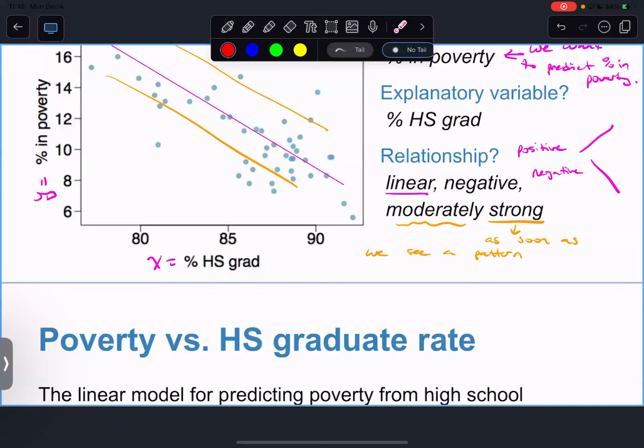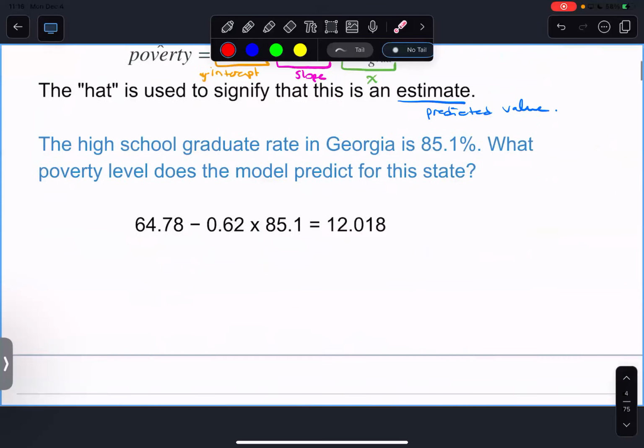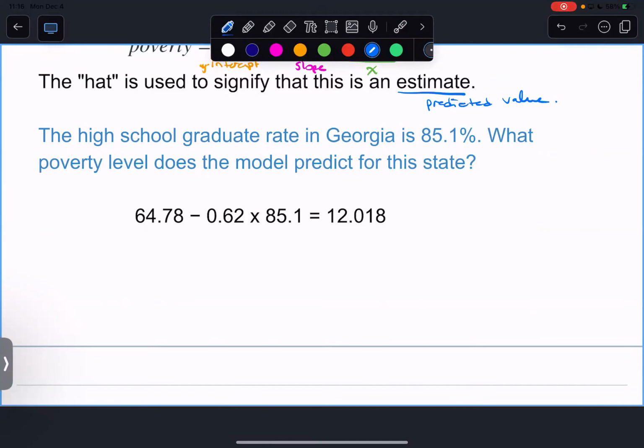Whereas if you put in 0.851, technically correct, right? But then you'd be way off. You'd be over here, right? On the x-axis. So you want to make sure that you match the input type. So you take 85.1 as your X and just make sure you do your math, right? 0.62 times 85.1 and then subtract that from 64.78. Sounds silly when I say it, but it happens.